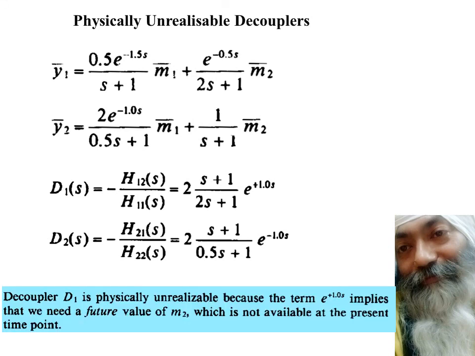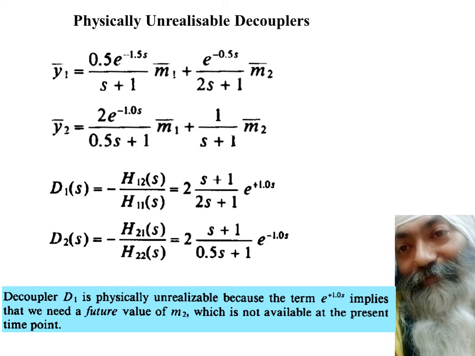So friends, we have seen that the decoupler D1 is physically unrealizable because it has a future term of e to the power plus 1.0 s, and this future value of M2 is not available to us. We are not going to predict this value as such over here. So this kind of decoupler is unrealizable.